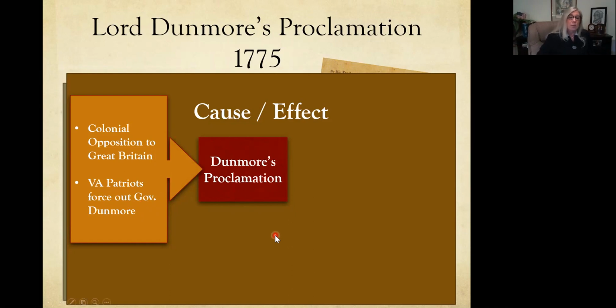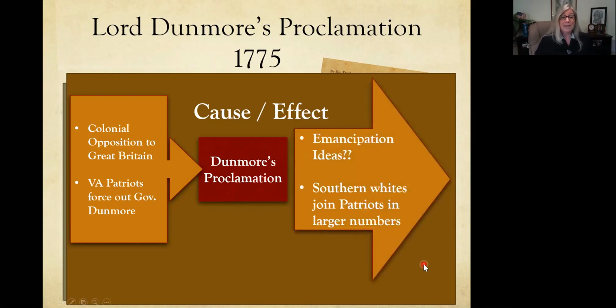Okay, here are some of the long-term effects. One, the idea of emancipation comes up. Okay, not so much in the colonies, but the discussion starts to take hold in England. So ideas of emancipation. How does enslaving another human being fit with Enlightenment ideas of natural rights? It doesn't. So that discussion becomes more common in Europe, and then also among some groups in the colonies.